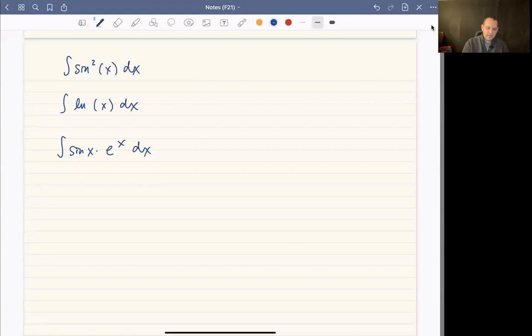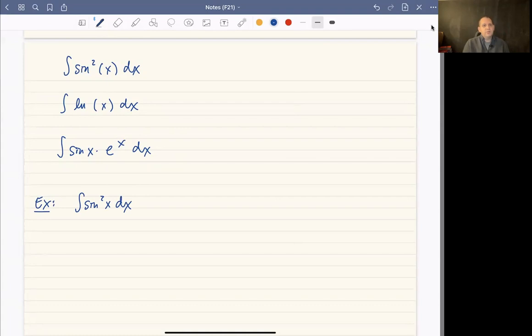Let's start with sine squared. Okay, so let's evaluate sine squared. Now, one thing that we can do just to notice is that this is 1 minus cosine squared, but that doesn't actually help us, right? That doesn't really give us any advantage in evaluating this. So there's no point in rewriting it that way.